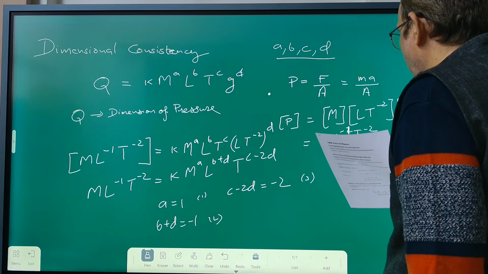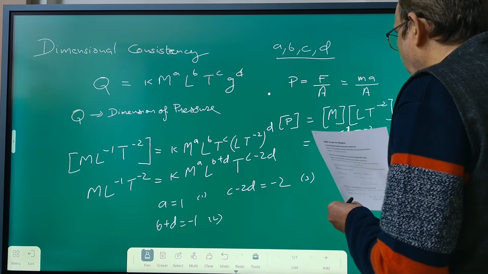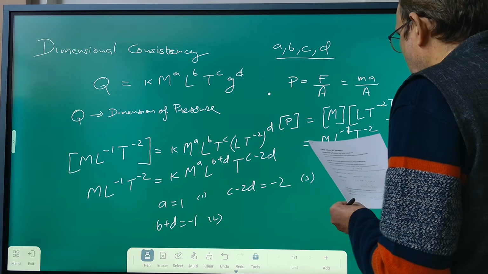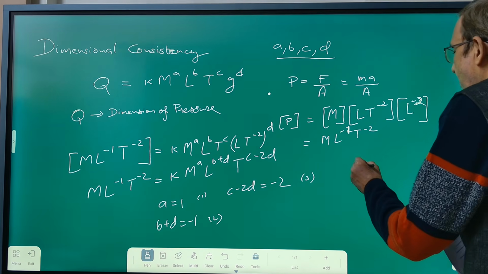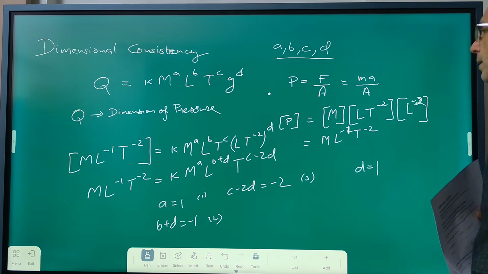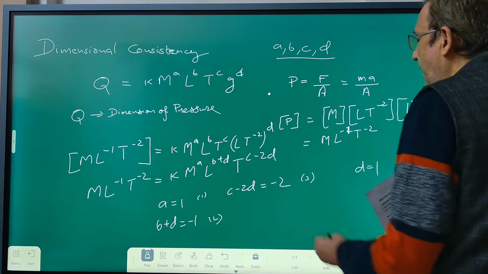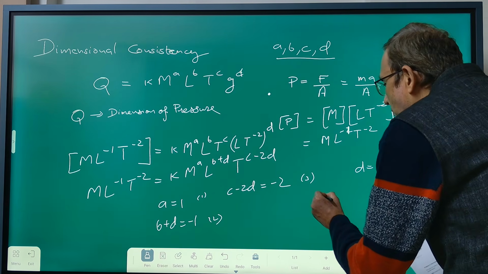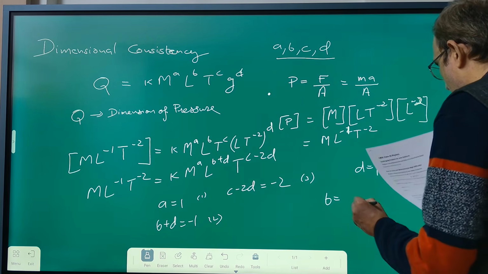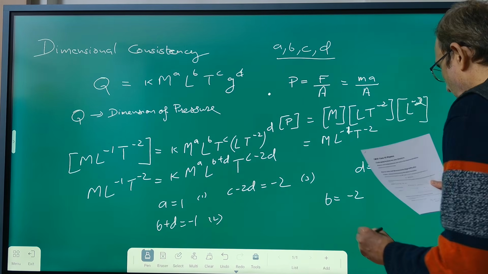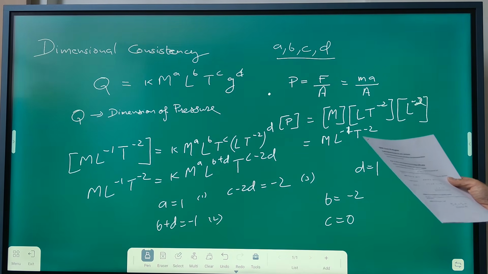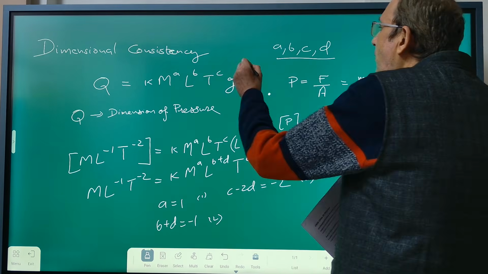Also, what is given is that d is 1. So let us say d is equal to 1, and in that case you can substitute the value of d and get the values of b and c. So b becomes minus 2 if you solve, and c becomes 0. Okay, so it is given that the value of t is 1.